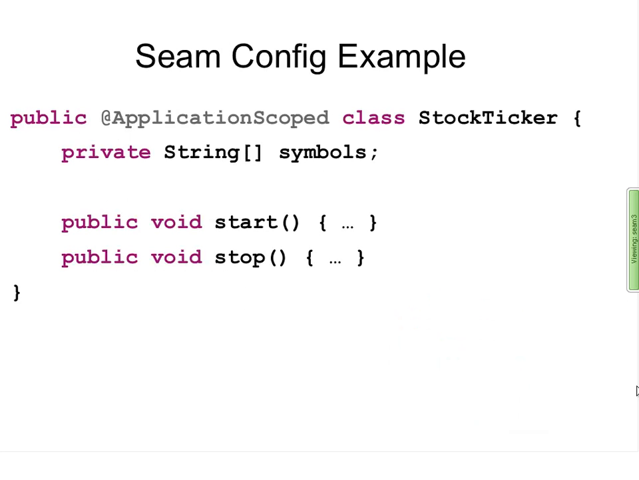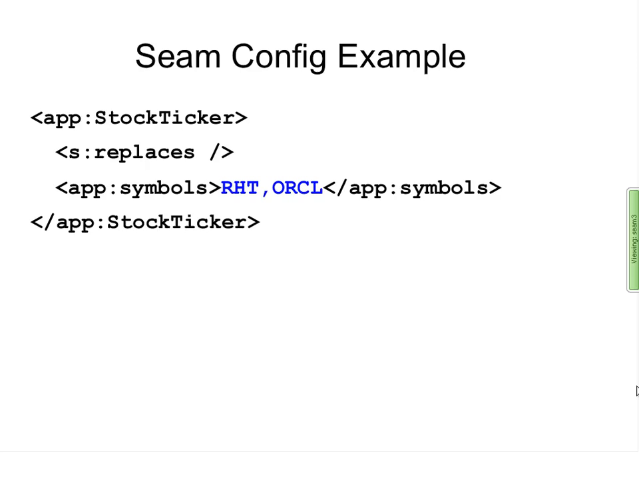So what we have here is a very simple example. Let's say we have an application scoped bean called StockTicker, and this bean class has a property called symbols, which is declared as a string array. Let's say that we want to be able to configure this symbols property to be a list of known stock market symbols. So what we can do is write our configuration like this. What the s:replaces tag does is it prevents the default bean from being installed, and instead installs one with the property values that we've specified in the app:symbols tag.